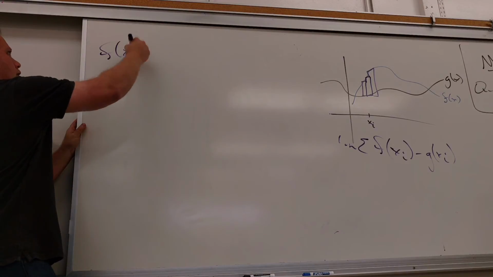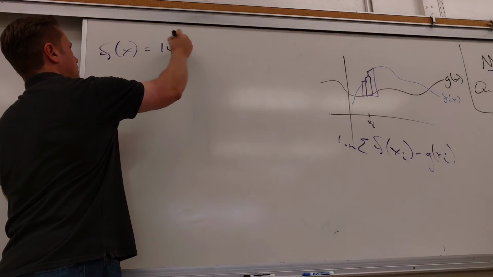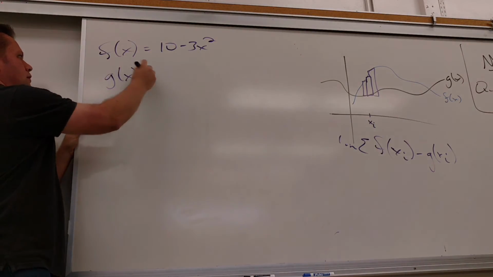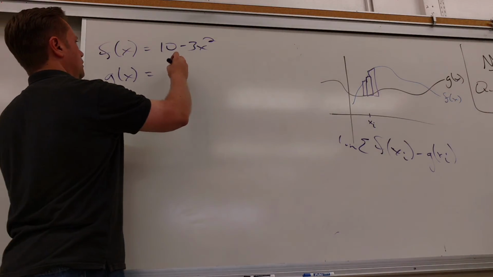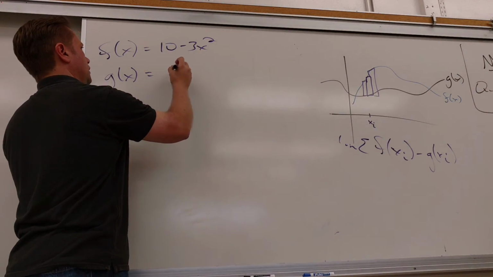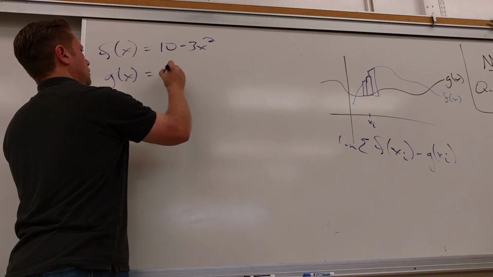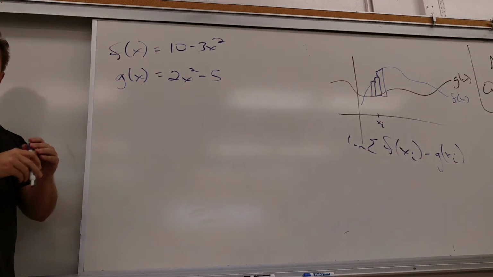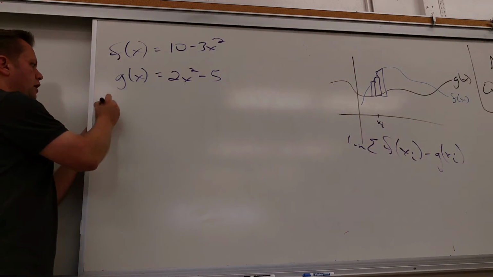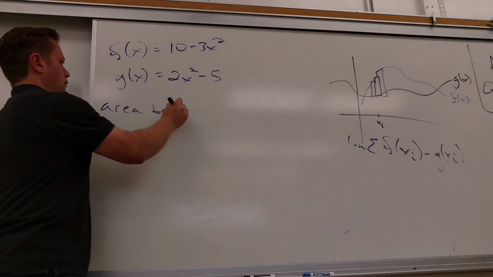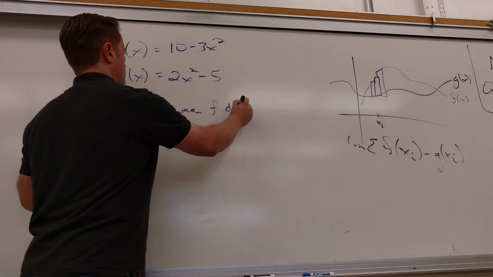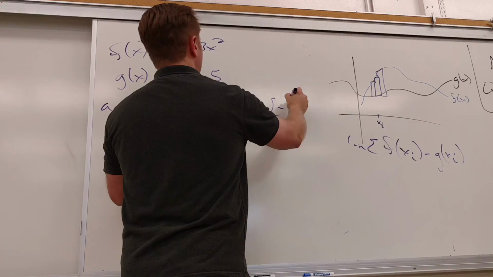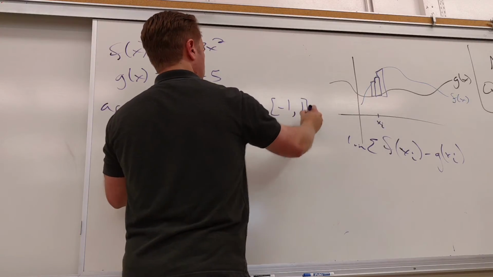So let's say f of x is 10 minus 3x squared. g of x is, what you got, Jeff? Something smaller than that. 2x squared minus 5. And I want to know the area between f and g on the interval -1 to 1. I think that's to be safe.